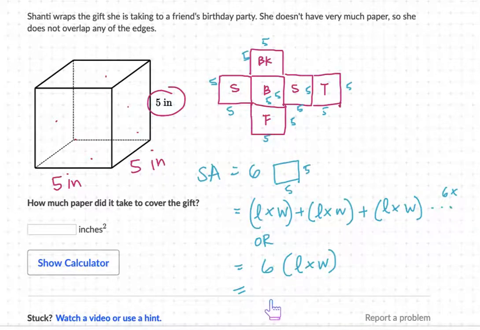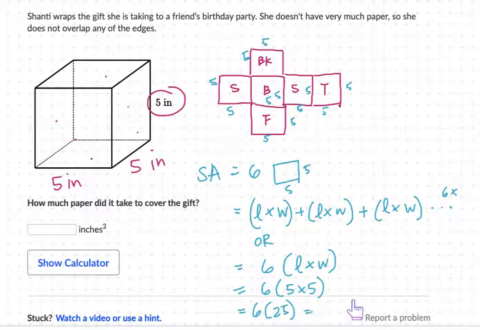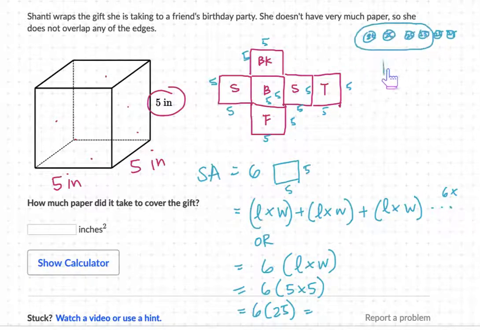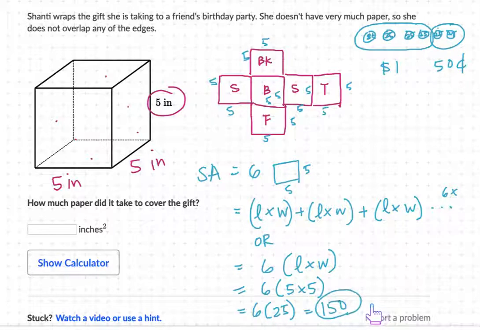So the length and the width are both 5. So it's 6 times 5 times 5. So it's 6 times 25. 6 times 25 is like having 6 quarters. I know 4 quarters give me $1, and then 2 quarters give me 50 cents. So it's $1.50. So it's 150.